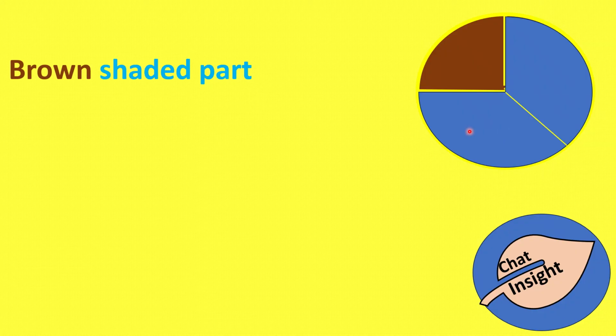So here the first question is: how many brown shaded parts are there, bacha? If you have a doubt in your mind, write the parts like that. It's the first part, it's the second part, and it's the third part. And our question is about the brown shaded part. So the brown shaded part is just one over here. So we represent it like that.